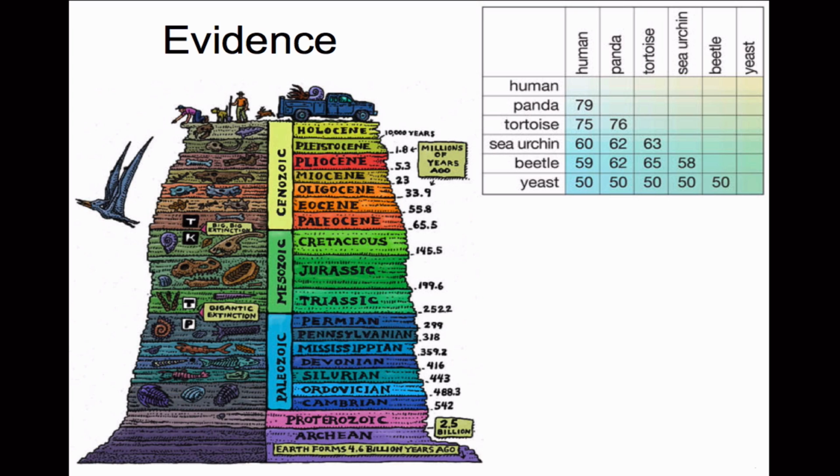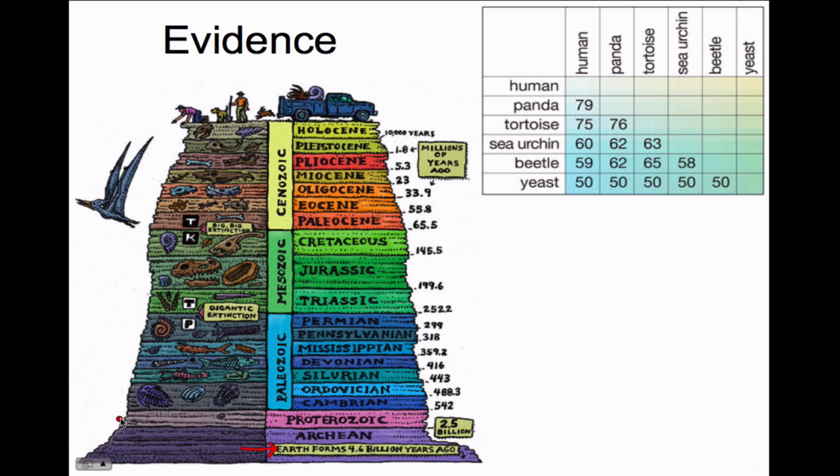There is quite a bit of fossil evidence for evolution. So we see that the Earth formed about 4.6 billion years ago. You can see that on this graphic down here. And we move up through these time zones. We have the Paleozoic, the Mesozoic, and the Cenozoic. And these are very long, vast periods of time.